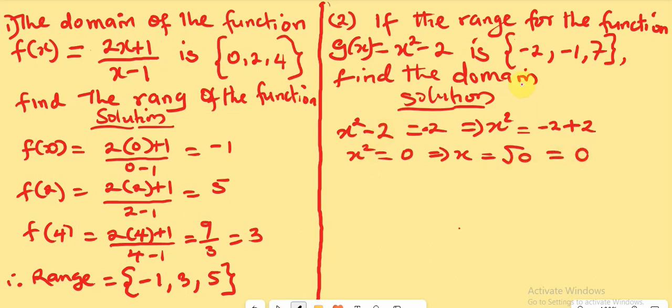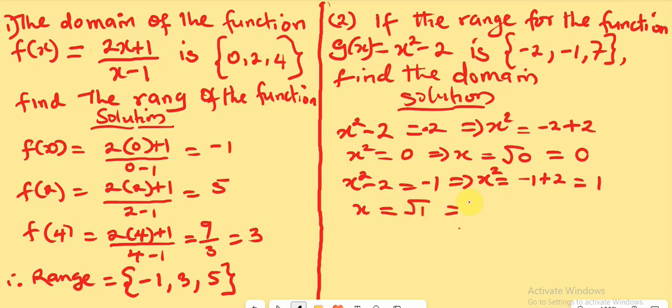Now I'm going to solve for minus 1. Making x squared the subject of the formula, it becomes minus 1 plus 2. Remember, minus 2 is here. As it crosses the equal sign, it becomes plus 2. So I'm going to have plus 1 here, that is 1. To get the value of x, I'll have the square root of 1. That will give me plus or minus 1.